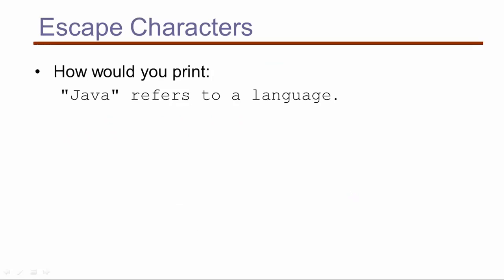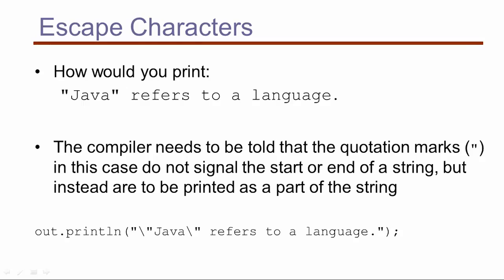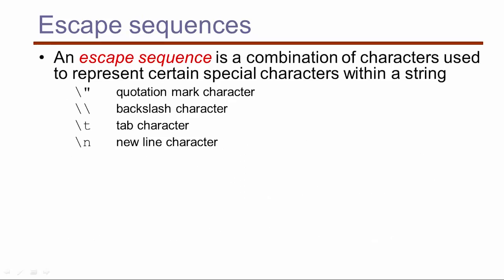But what if we actually wanted to print the double quote character as a part of the string being displayed? For example, we want to print the word Java inside double quotes. To do this, we must use what is known as an escape character to tell the compiler that these quote marks are a part of the string we want printed, rather than marking the start or end of the string. The escape character is the backslash character, and it precedes the double quote characters that are a part of the string to be printed. Besides printing double quote characters, there are several other escape sequences that allow us to add special characters to our strings.